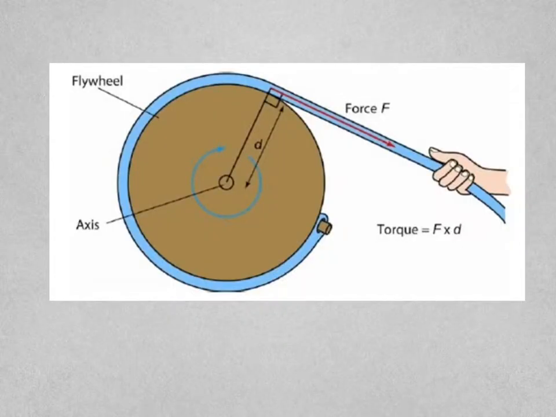So in this diagram here we have a flywheel, a big brown thing. We've wrapped a cord or rope around the flywheel and are pulling it, so you're applying a force F, and the perpendicular distance to the axis is d, so the size of the torque you're applying is force F times d.